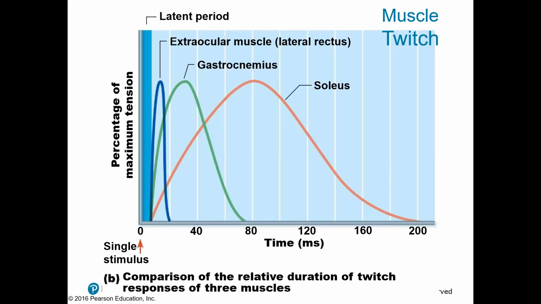Again, that's 80 thousandths of a second. We still can't comprehend that. And the soleus muscle underneath the gastrocnemius is slow all the way around, 200 milliseconds before it gets back to its relaxed stage. So it depends on where the muscle is as to how fast it's going to be able to contract.